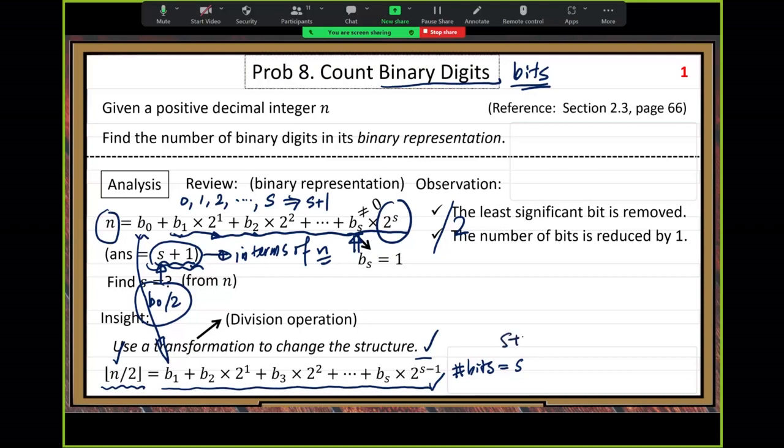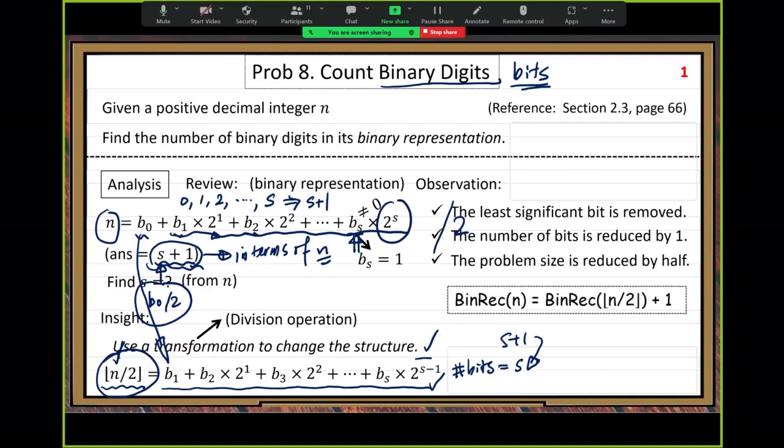Because from s plus 1 to s, the number of bits is reduced by 1. The data size is reduced to approximately half, right? The current problem size becomes approximately 1/2 of the original problem size. So you reduce the problem size by half, but the answer is reduced by 1. That's the observation from the transformation.